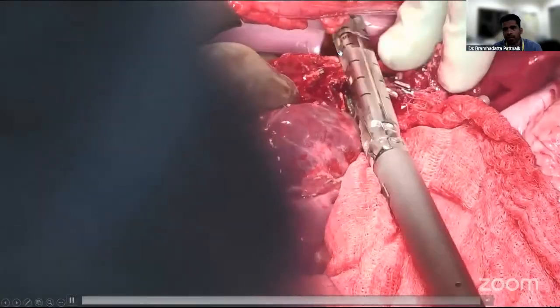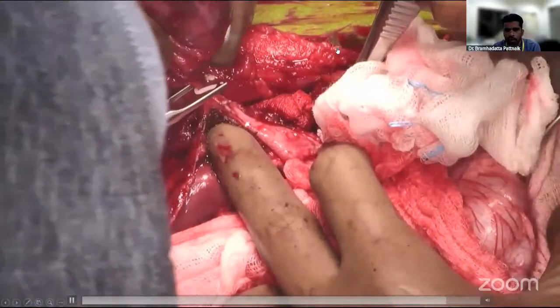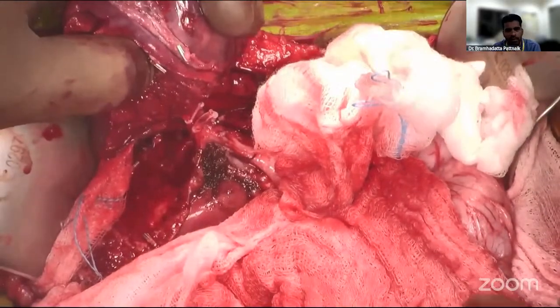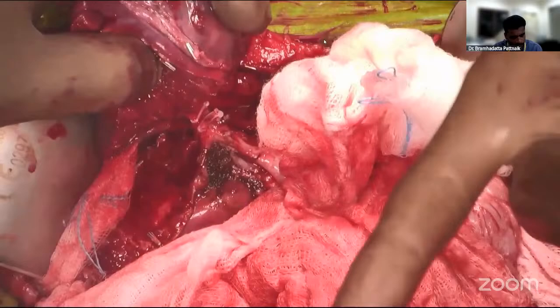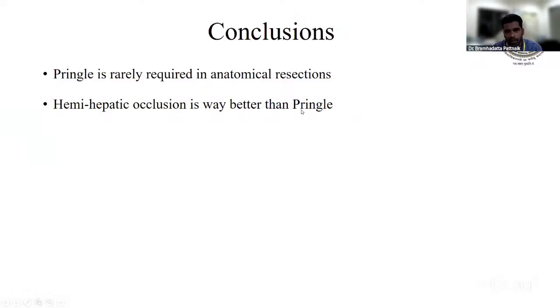This is the taking down of the middle hepatic vein, and the only structure remains. We follow a pedicle last approach in all central hepatectomy, and what remains is a right anterior pedicle, and it can be taken down. So conclusion is that, in my personal view, Pringle is very rarely required nowadays, specifically in anatomical resections. And most of the time you can get away with a hemihepatic occlusion.